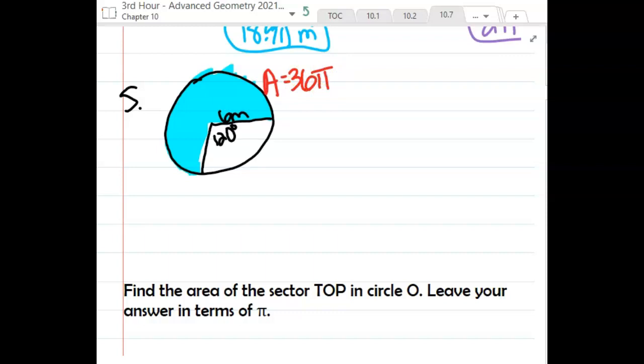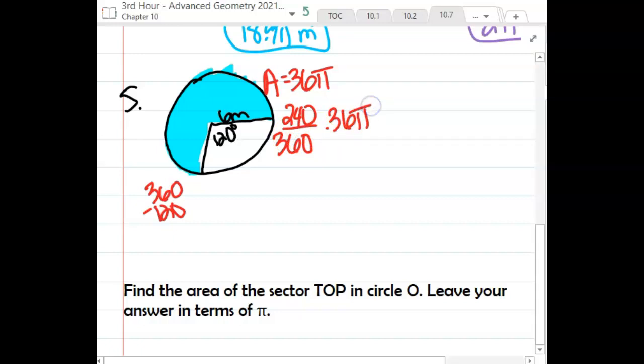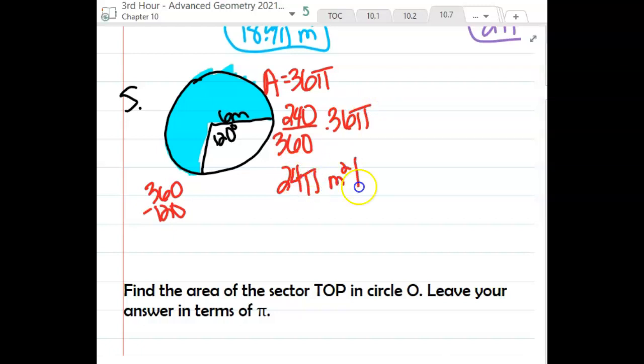Okay, now be really careful here, because they don't give me the angle measure I need. That's the angle measure of actually the part that I don't want. I want the rest of it. I need to figure out what is the measure of this major arc. How are you going to find the measure of this major arc? We're going to take 360, which would be all of it, take away that 120, and we would get 240. So that major arc is 240 degrees out of the 360 degrees. Multiply that by the 36 pi, and it's going to give you 24 pi meters squared.